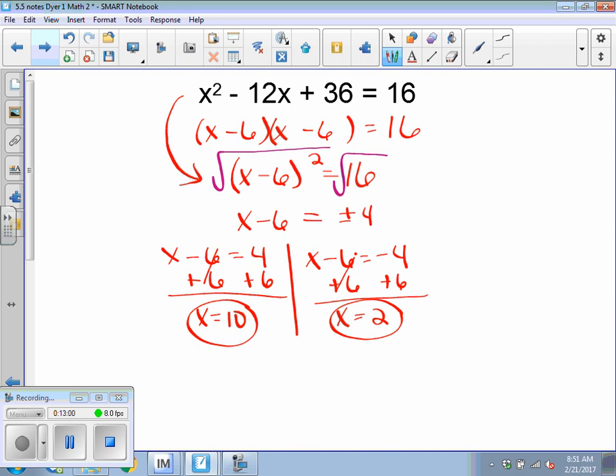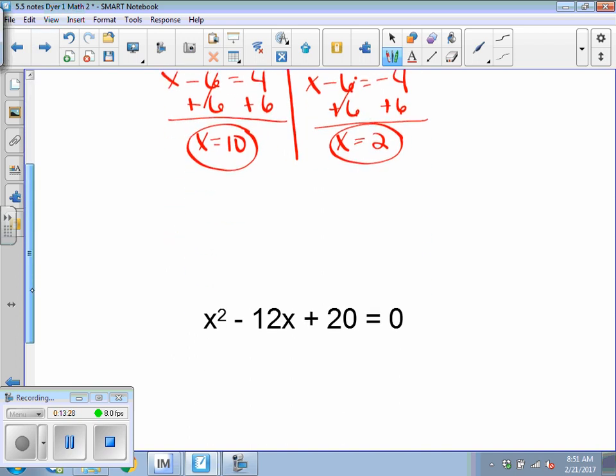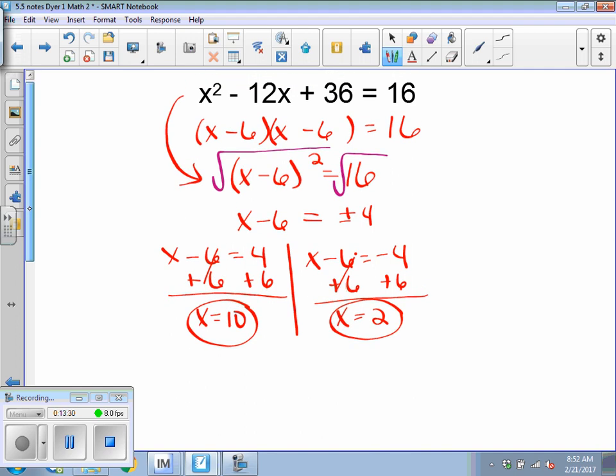Okay? So, because this was a perfect square trinomial, we could do this. Does everyone agree? Okay. The other option would have been, like I said, subtract 16 from both sides, and then you would have had to use the quadratic formula to solve it. But if you have a perfect square trinomial like this, you can write it as a binomial squared and then take the square root. That is the purpose of this.